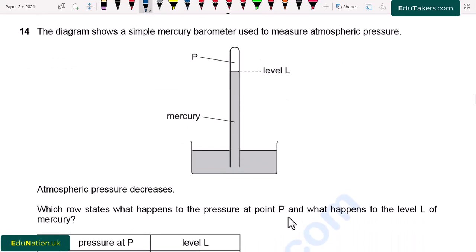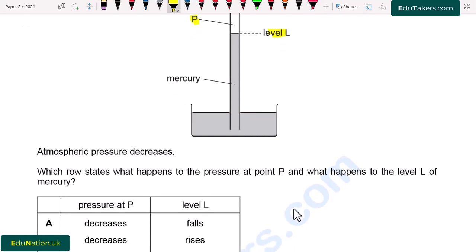Question number 14. The diagram shows a simple mercury barometer used to measure the atmospheric pressure. Here is a mercury barometer that is used for the measurement of atmospheric pressure. Point P labels this region and there is a level L. There is mercury inside this tube. Atmospheric pressure decreases. Which row states what happens to the pressure at point P and what happens to the level L of the mercury?